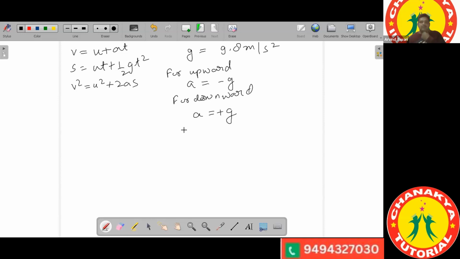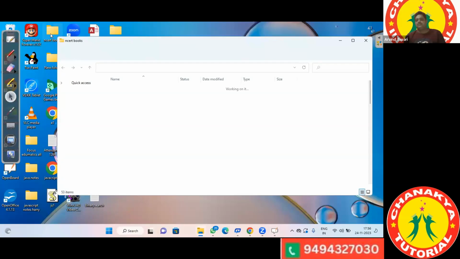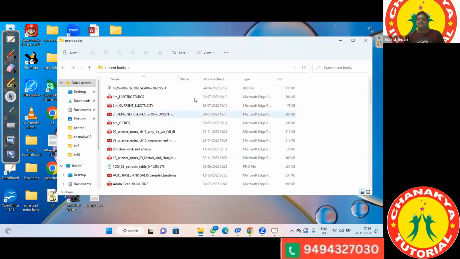We had seen a few questions also based on these equations of motion. So is there anyone who is finding any problems in solving the questions from these topics? Anyone from this class?